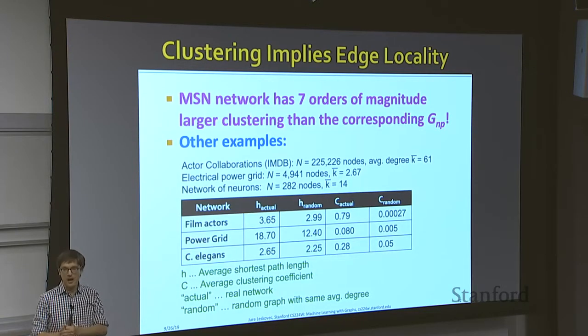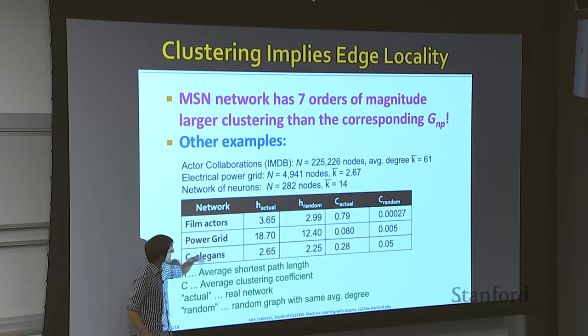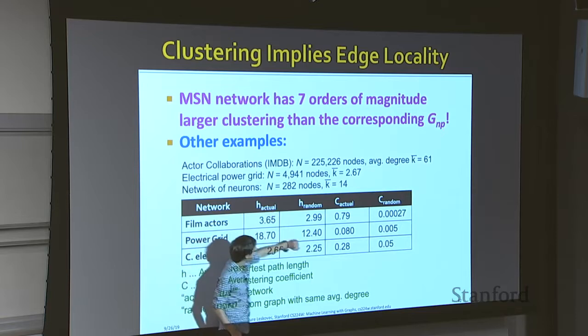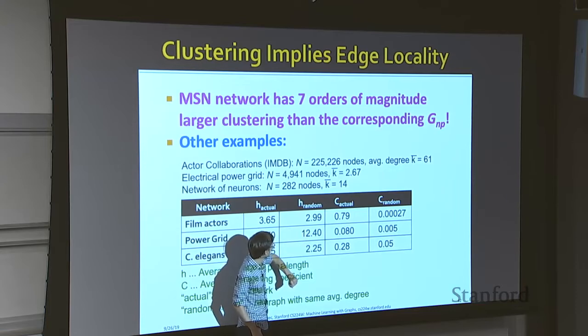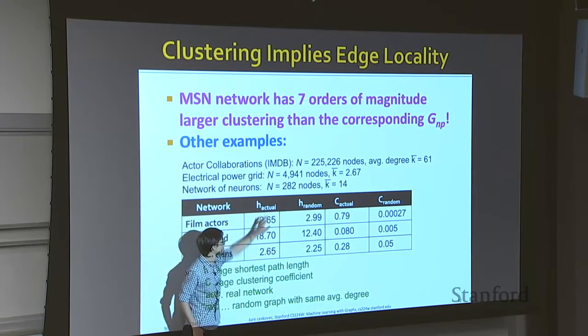So our error was 10 million times, right? So here are some other networks that I took that, for example, compare the shortest path length and the clustering between a random graph with the same number of nodes and same number of edges versus the real graph, which are labeled as H actual.